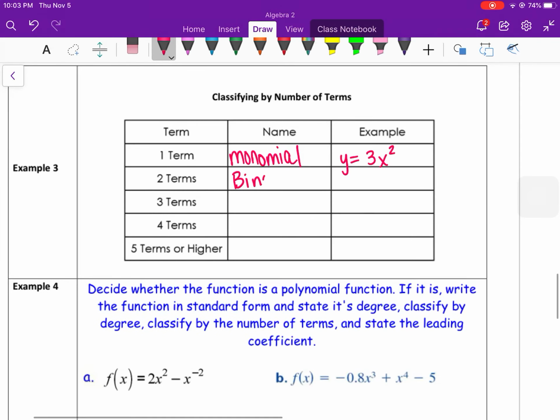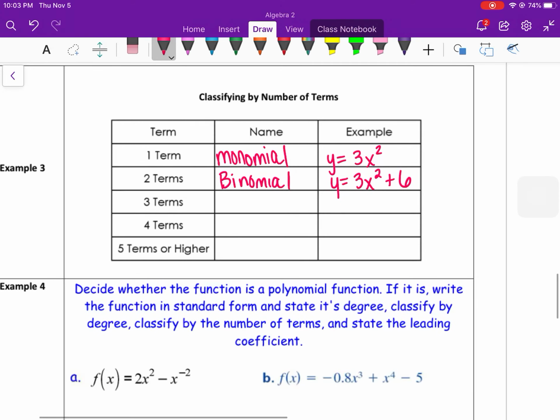Two terms, like a bicycle has two wheels, is a binomial. And that is like two terms, 3x squared plus 6. Three terms, like a tricycle has three wheels, it is a trinomial. So like y equals 3x squared plus 6x plus 5, three terms, trinomial. Four terms or higher, we just call these polynomials.